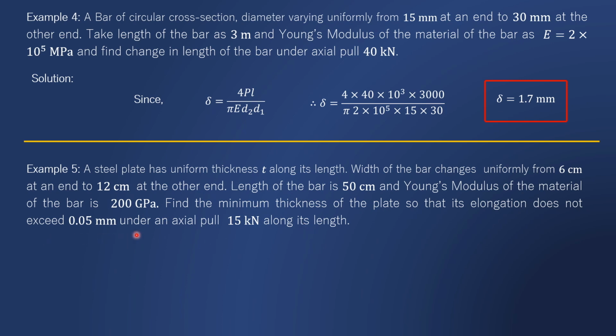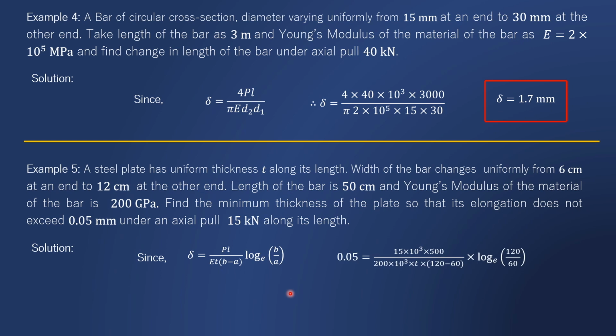Okay, so there is an axial pull of 15 kilonewton on this bar, and we are asked to find the thickness of the bar so that elongation does not exceed 0.05 millimeters. So in this problem, we want to find thickness. Again, it's formula substitution. This is the formula. Delta is equal to PL divided by, so remember the formula properly. It is larger end minus smaller end, larger end divided by smaller end, that is width of larger end divided by width of smaller end. So just put the values.